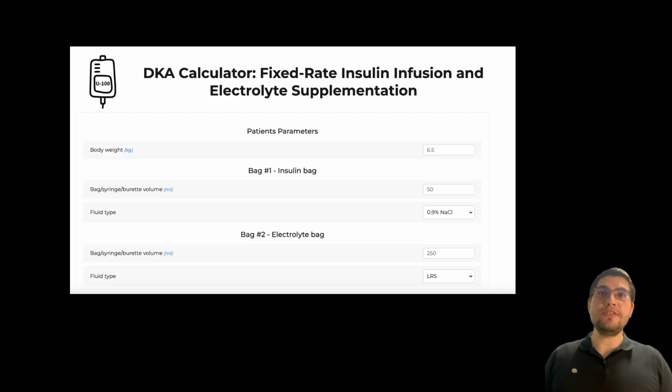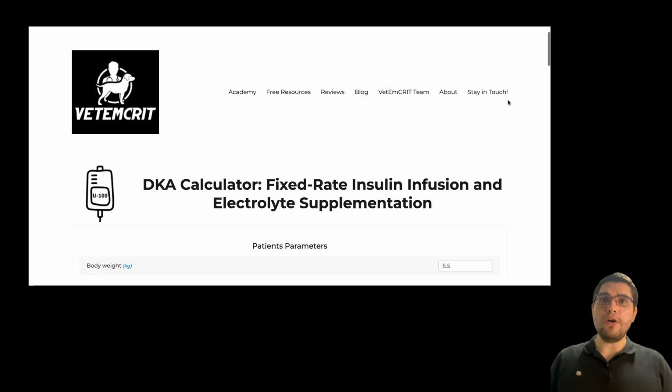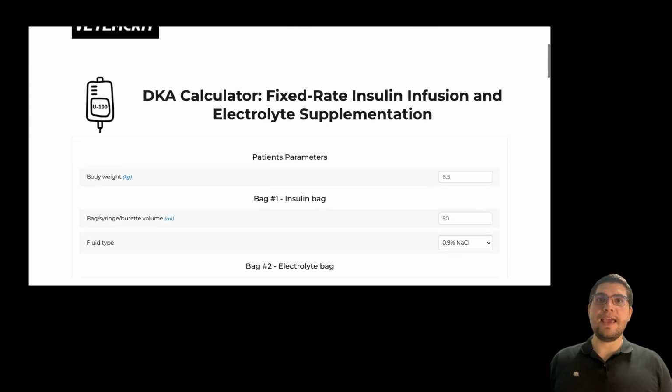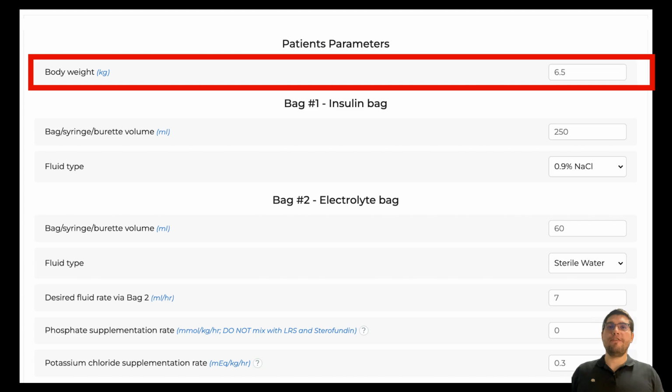Now, let's use the online veterinary DKA calculator to create a fixed rate insulin infusion protocol for this case. So you go to veterinary.com and click on DKA calculator fixed rate insulin infusion. First, enter the patient's body weight, which is 6.5 kilograms. Next, let's set up the fluid bags.